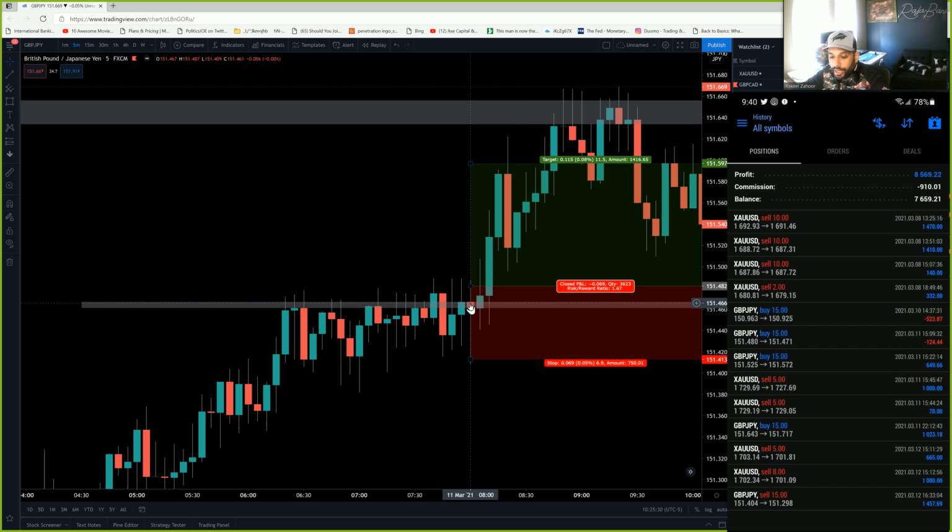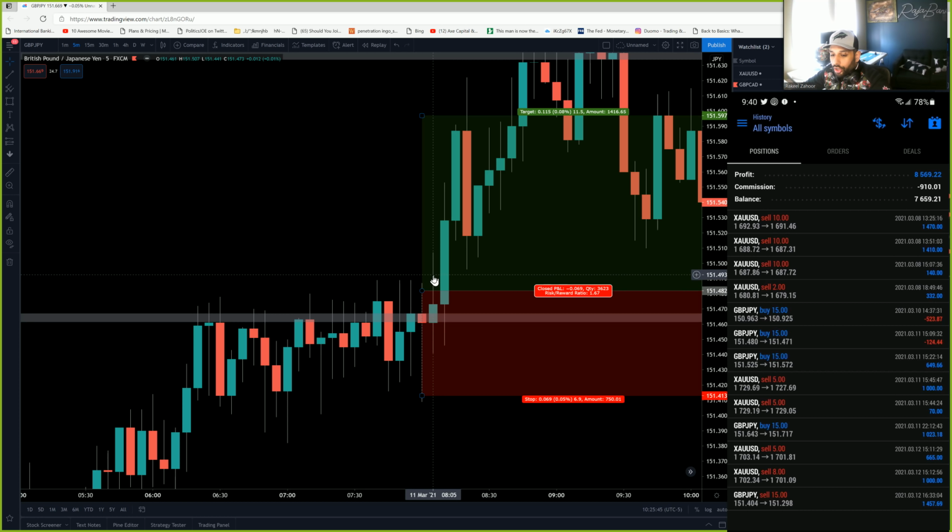Entered the trade right here. Candle came down, closed bearish. This candle kind of went up and down. So basically, I closed this trade at 151.471, when this 5-minute candle didn't really break up or close strong, so I closed that trade.